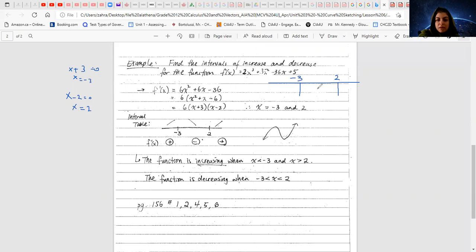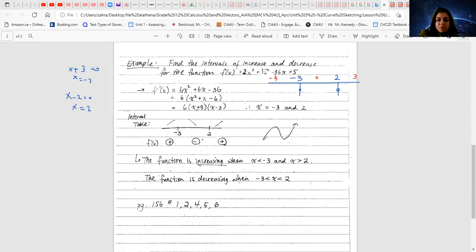Now I need to test. So I know at negative 3, the f prime is 0. I put 0 on that line. At 2, your f prime is 0. So I put 0 here as well. Also, I need to do a test point. Above 2, you can choose any point, like 3. This is a test point. Between negative 3 and 2, you can choose any point. You can choose negative 1, 0, 1. I choose 0, it is easier. Below negative 3, you choose a point. I choose negative 4.